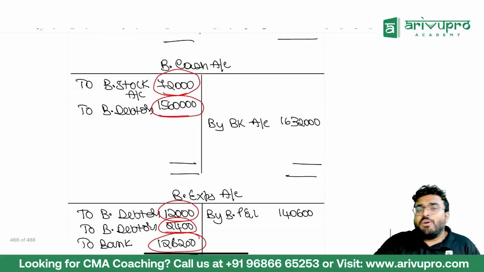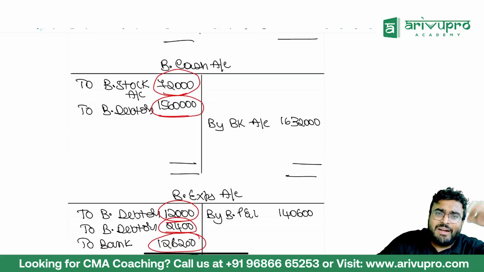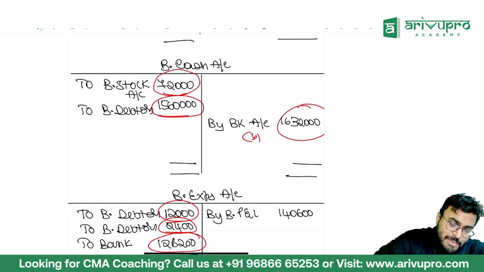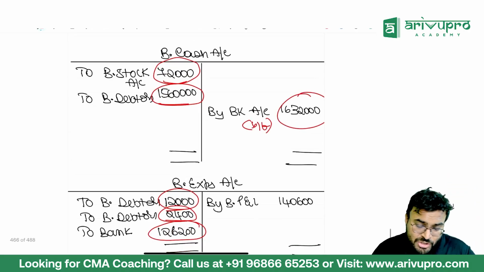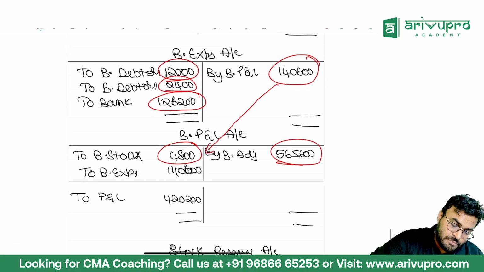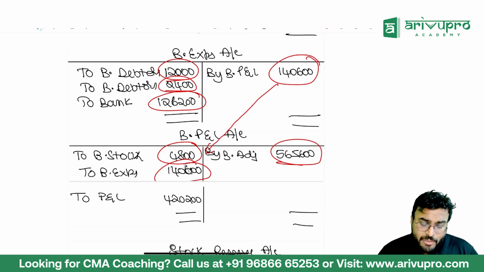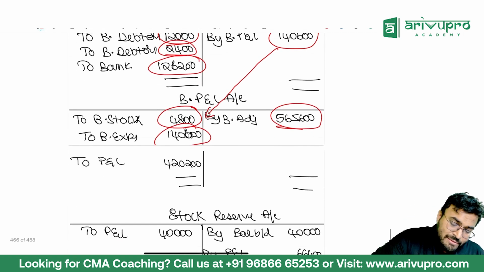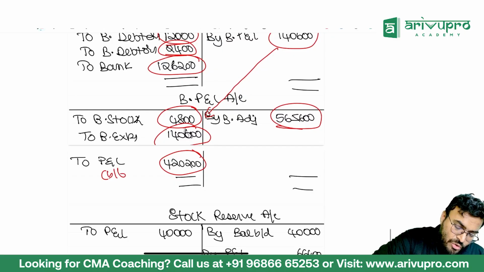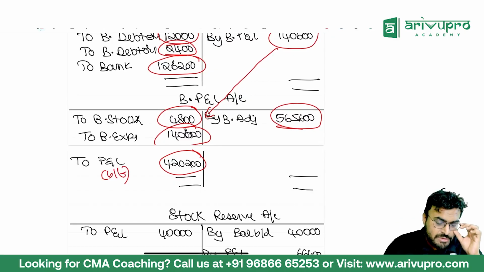Then next, after that, branch debtors, we already have everything in that. Branch cash, what we are going to do? Nothing is going to be kept. They are going to send the money. To send the money, they have to pass the entry. Bank account debited to branch cash. This is the balancing figure. Branch expenses are transferred to branch P&L. Branch P&L account debited to branch expenses account. And this balance is transferred to head office P&L.